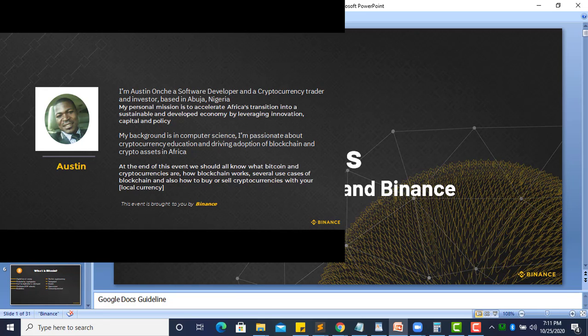So at the end of this event, you should all know what Bitcoin and cryptocurrencies are, how blockchain works, the several use cases of blockchain, and also how to buy and sell cryptocurrency with your local currency, which is Naira. We are going to be dealing in Naira. So that is it.